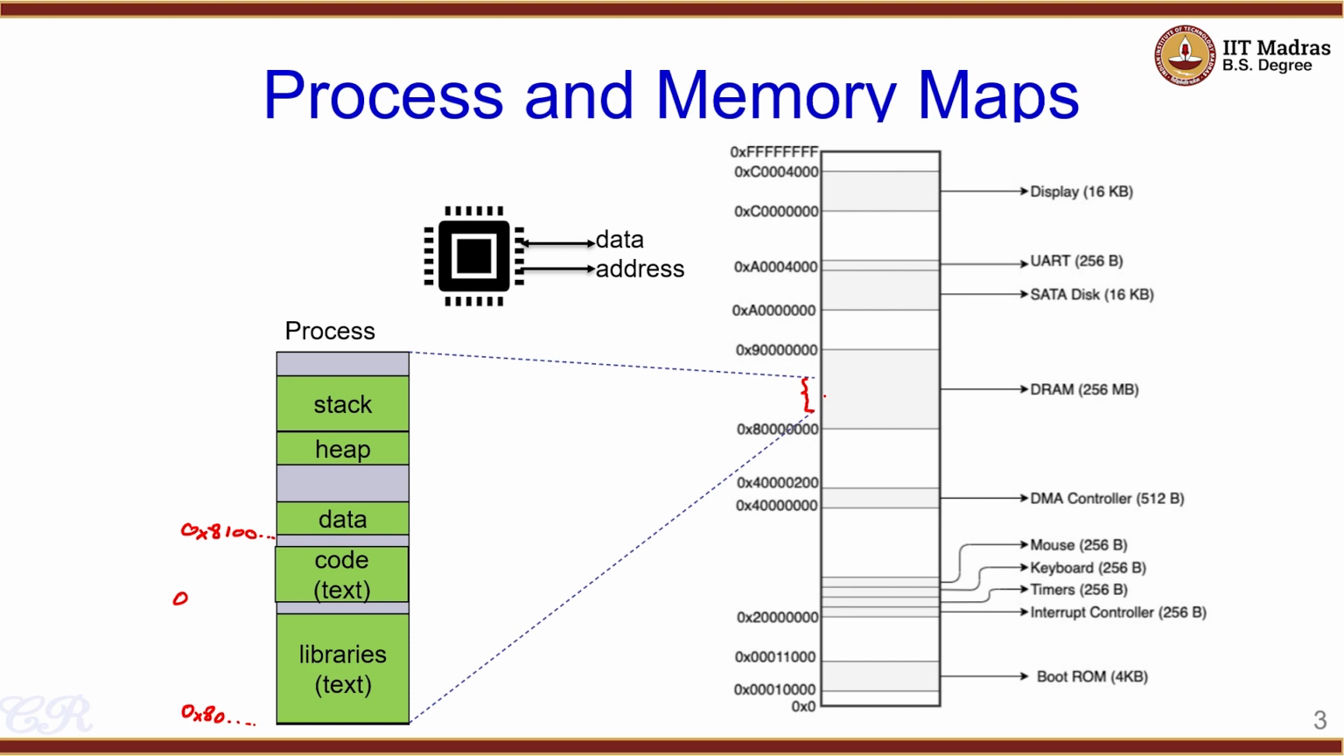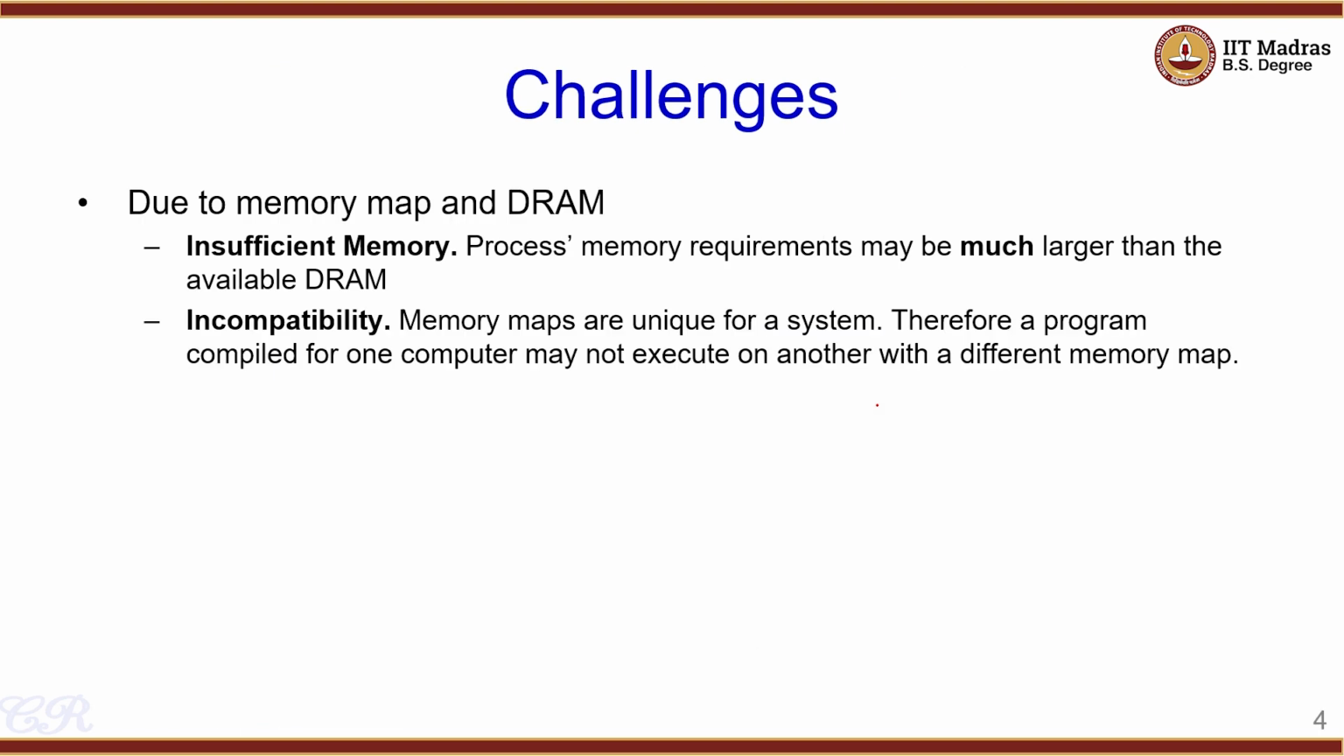So the problem that arises if we actually do such a mapping is that we may soon run out of memory. At least the memory present in our system may not be sufficient to support large programs or large processes, right? So we would have insufficient memory. The second problem that we would essentially see is the aspect of incompatibility.